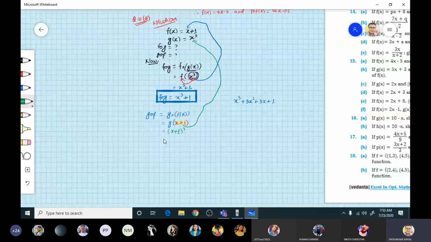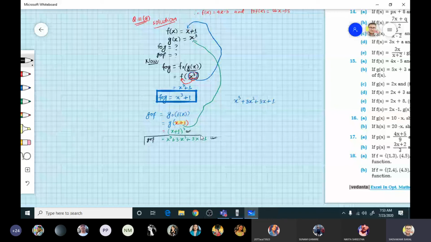Okay. So let's expand it. You can just simply leave it here also. If you know the formula of a plus b whole cube, then it will be easier for you. This will be x cube plus 3x square plus, I hope you know the formula, 3x square plus 3x plus 1. So now you got the exact solution of this question. You may leave it in this step also, x plus 1 cube, but it is better to simplify it. So we got both the solution of G composite F and F composite G.